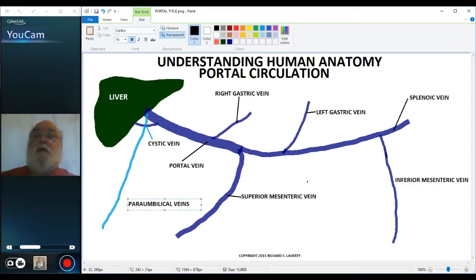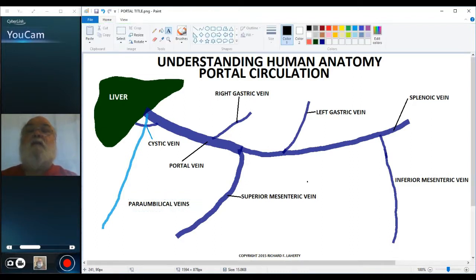And there's actually a pair of them. I've only drawn one line, but they are right next to each other. And they run through the falciform ligament along with the ligamentum teres to the body wall and then down to the umbilicus. So the para-umbilical veins, also tributaries of the portal vein.